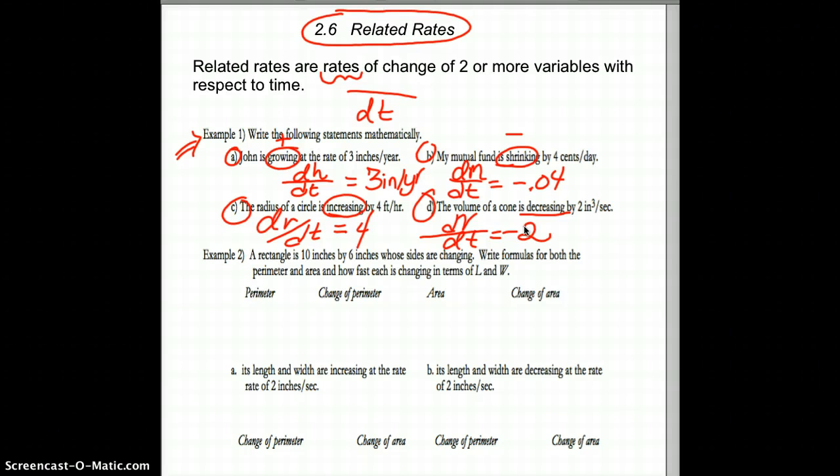Which leads us to starting off with the very easiest of geometry figures, the rectangle. It's a 10 by 6 inch rectangle. So we've got a length of 10 and a width of 6, and the sides are changing over time. And we're to write formulas for perimeter and area, and then how fast each is changing. So first of all, the perimeter of a rectangle would be 2 lengths plus 2 widths. Our change in perimeter we'd call dP/dt, the change in perimeter over time. And what we'd have to do is take the derivative, or the change, of our formula for perimeter over time.